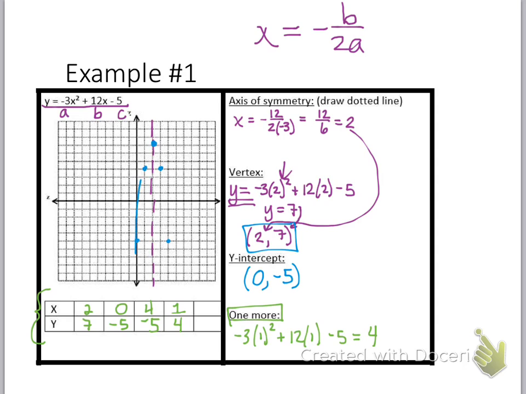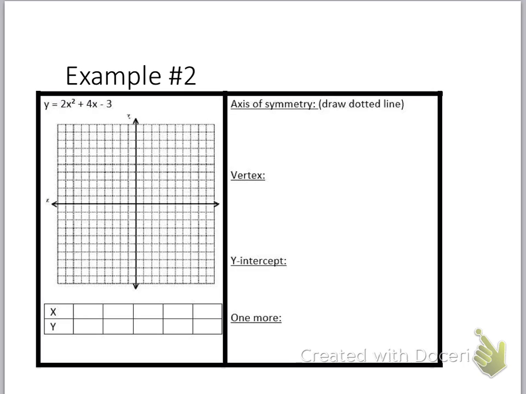Final step is to connect those dots with a nice smooth curve. Remember, no V's, we want U's. What a beautiful graph we have here. And that one more point was at 3, 4. Alright, so why don't you try the next one on your own and then see how you did.